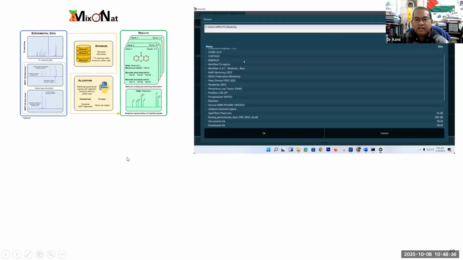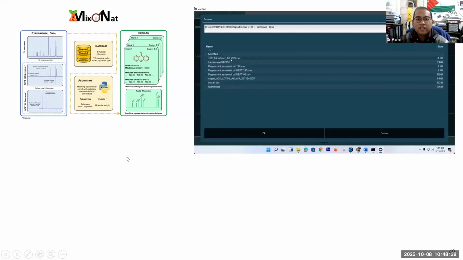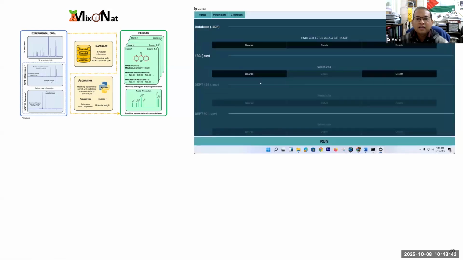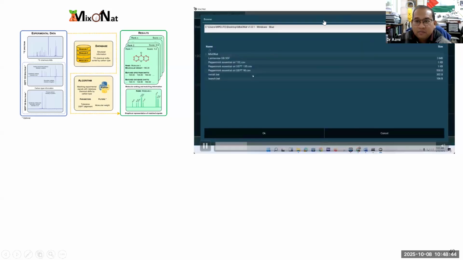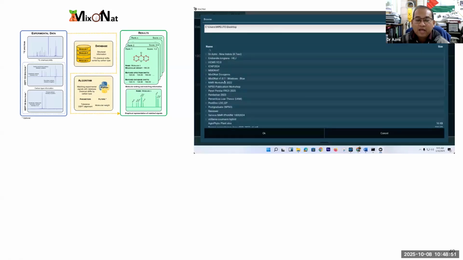So first we upload the database. Find the location where the database is located. Okay, this one. We already have the database. And the second one, we have to upload our CSV data for the carbon-13. So we have to create our own carbon-13 file.